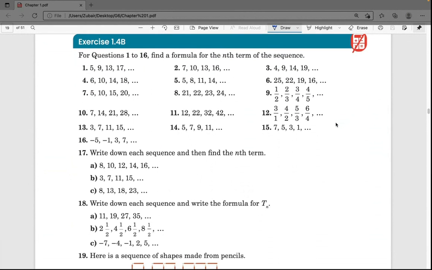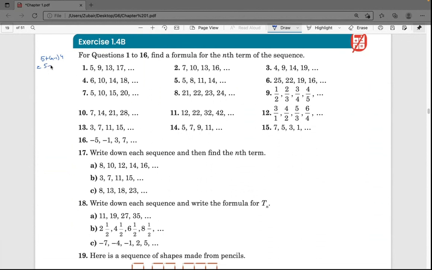So for questions 1 to 16, find the formula for the nth term of the sequence. Question number 1, what is the value of D? Wait, that's not 3, it's 4, sorry. 4. So yes. So A plus n minus 1 into D.